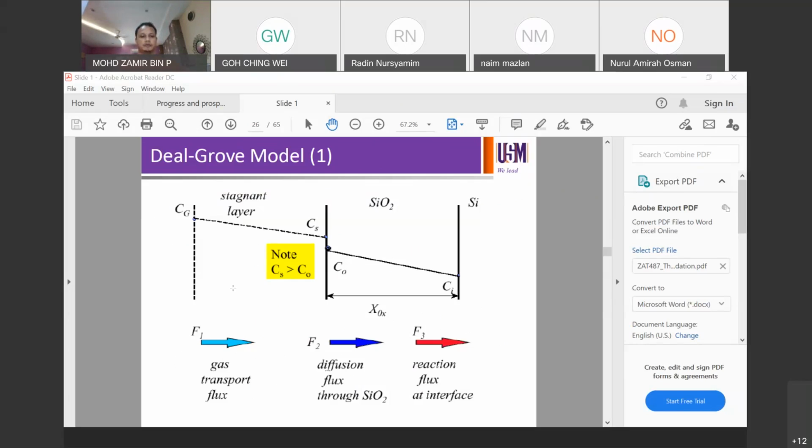And then diffusion of the flux through SiO2 as the process builds up. So the reactant or the oxidant has to diffuse through the oxide, at whatever thickness, to be able to reach the silicon interface underneath. And then the third step, there'll be reaction of the oxidant with the silicon to further develop the thickness of the SiO2.